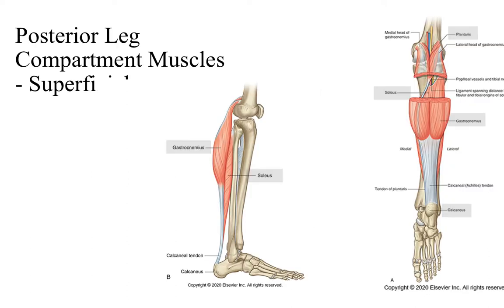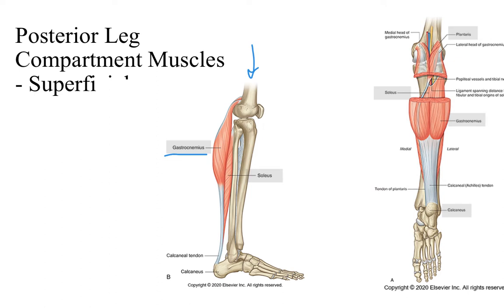We're going to start with the posterior leg compartment, looking first at the superficial muscles. So if we look at this lateral view of the leg right here, what we notice is we have two major muscles. One is the gastrocnemius, which is our primary calf muscle and the one you think of when you see the back of a person's leg.